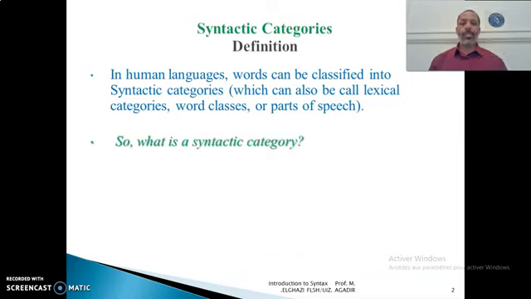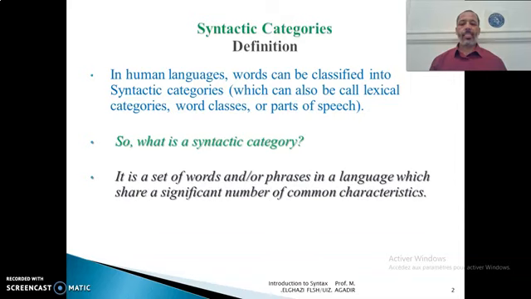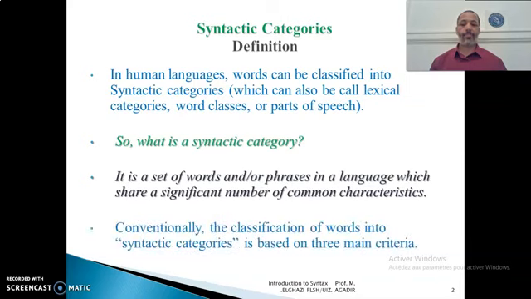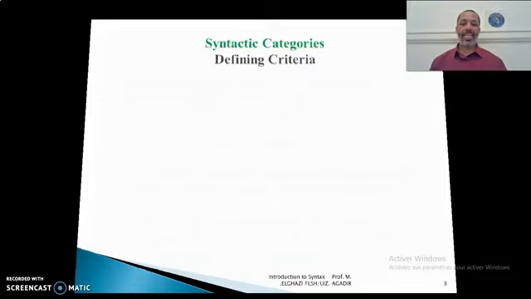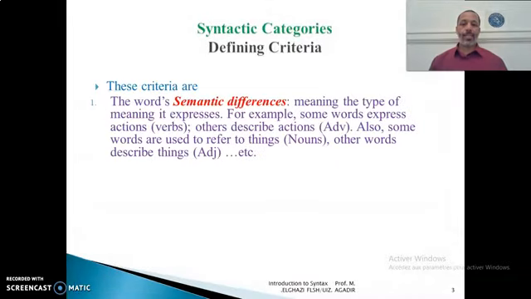So what is a syntactic category? What does it mean? It is a set of words and/or phrases in a language which share a significant number of common characteristics. Conventionally, the classification of words into syntactic categories is based on three main criteria. These criteria are semantic criteria, morphological criteria, and syntactic criteria.